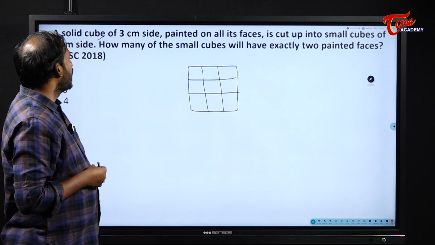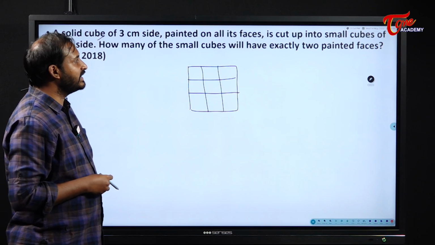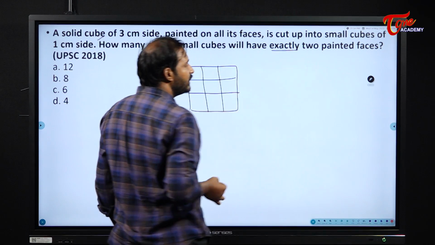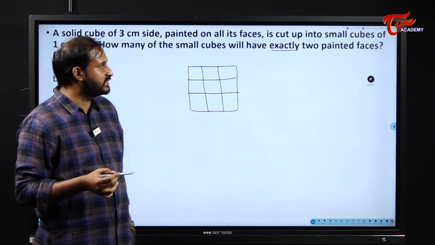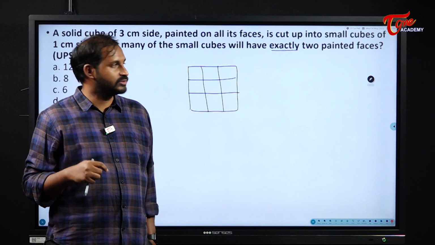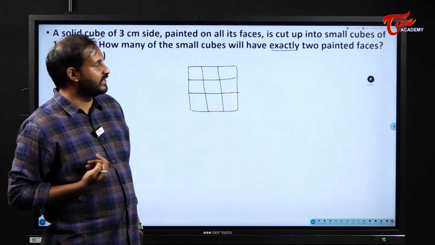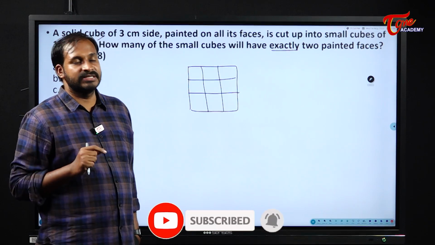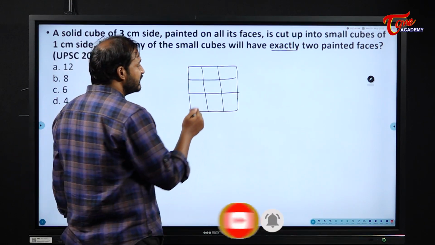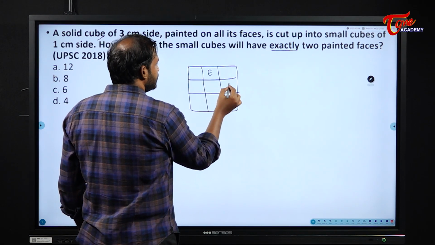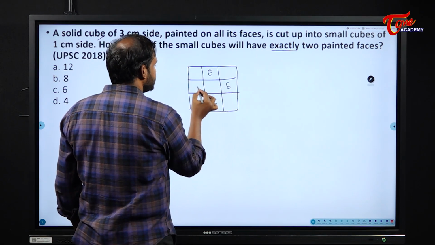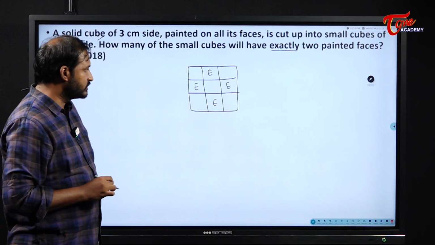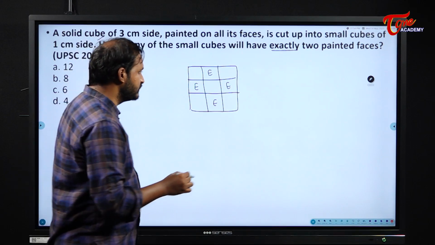How many of the small cubes will have exactly 2 painted faces? At least 2 painted faces would mean you can consider 3 faces also, but they asked exactly 2 painted faces. Now, which cubes will get paint on 2 faces? The cubes which are present on edges. How many edges are there here? Please observe here. This is one edge, this is one edge and this is one edge. Why? Because these 4 are corners.